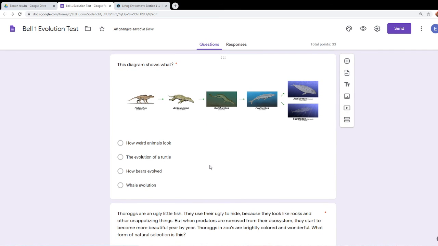Almost done. We've only got a couple more. This diagram shows what? So we see this animal and an arrow to this animal, to this one, which then splits to become both of those. So this diagram is showing what? How weird animals look, the evolution of a turtle, the evolution of a bear, or the evolution of a whale.